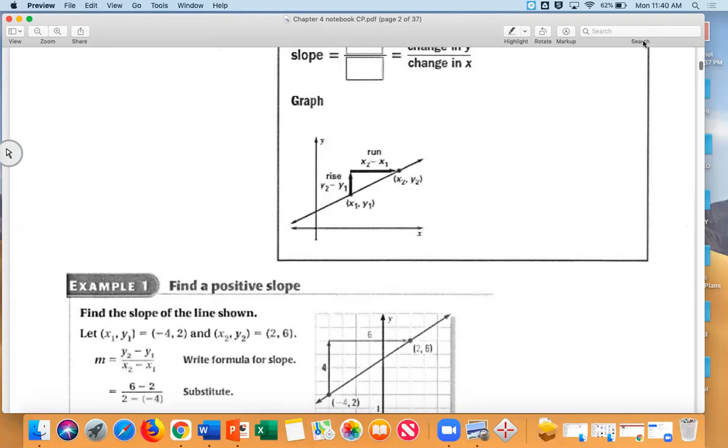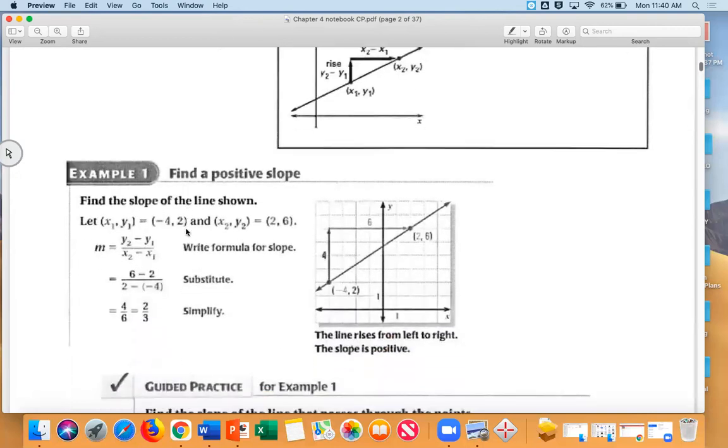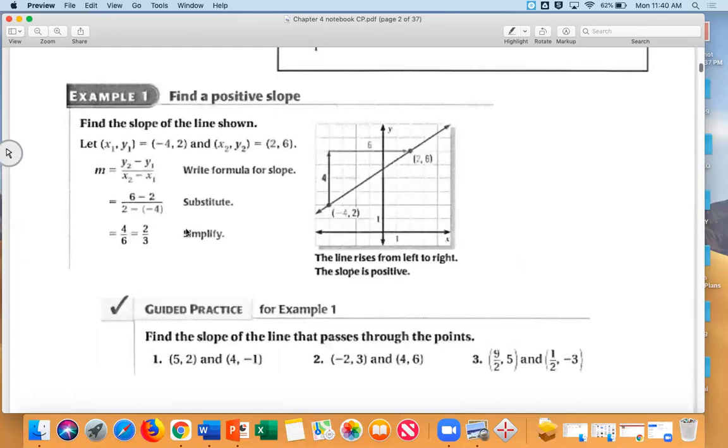All right. So the first one we're going to talk about says find a positive slope. Positive is generally just talking about going uphill, so that's why it's positive. It says find the slope of the line. What I want everybody to do is highlight the 2 points on the graph.